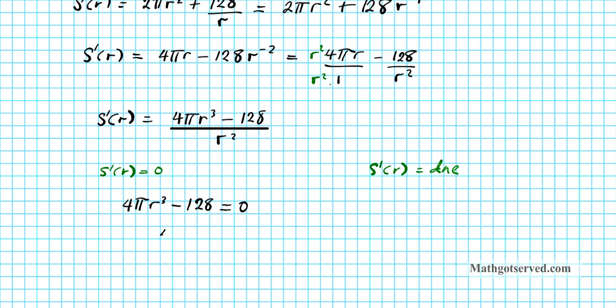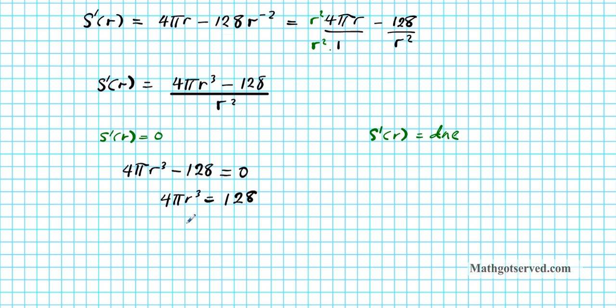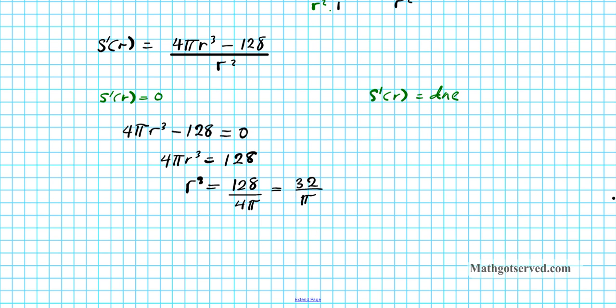Now if I move 128 to the other side, I have 4 pi r cubed is equal to 128. Divide both sides by 4 pi, and we'll have r to the third is 128 over 4 pi. And if you divide top and bottom by 4, this will give you 32 over pi. And then when you take the cube root, you're going to end up with r is equal to the cube root of 32 over pi. So that's the only critical point that we have. I'm sorry, the only point where the derivative is 0.